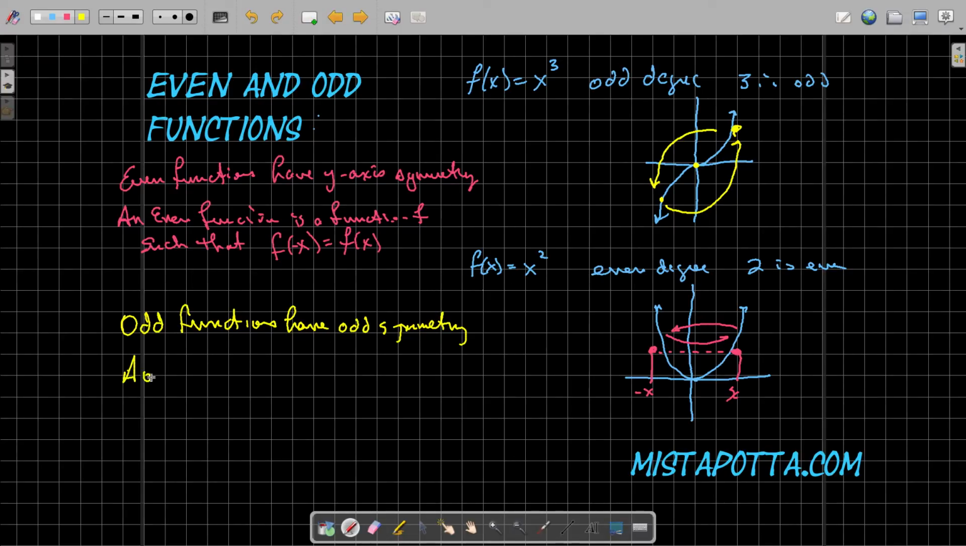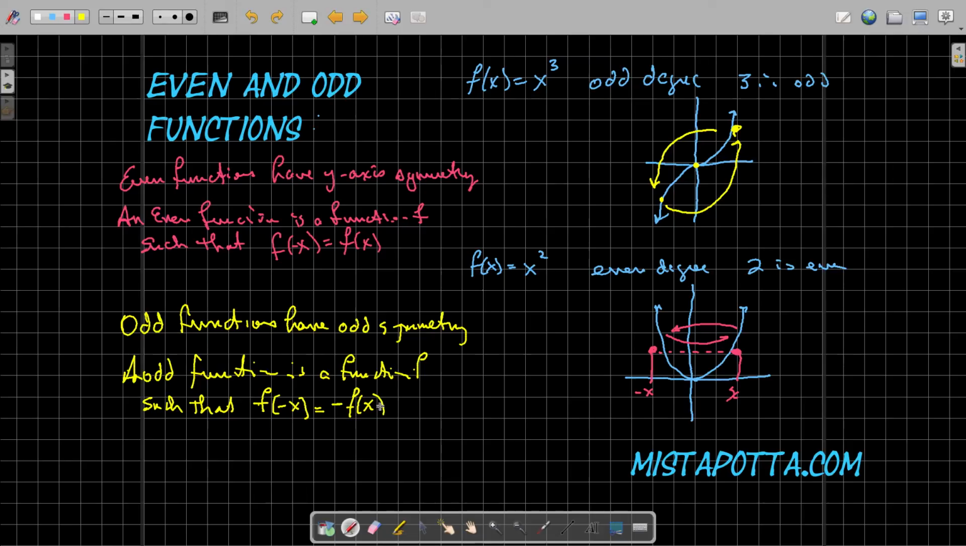So an odd function is a function f such that f of negative x equals negative f of x. In other words, changing the sign inside the parentheses also changes the sign outside the parentheses. And this is well and good as long as I'm dealing with polynomials.